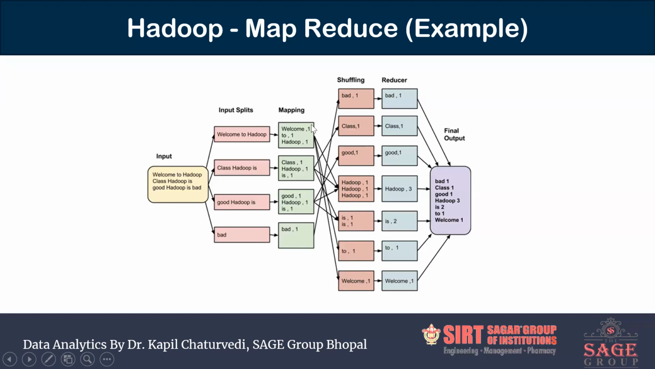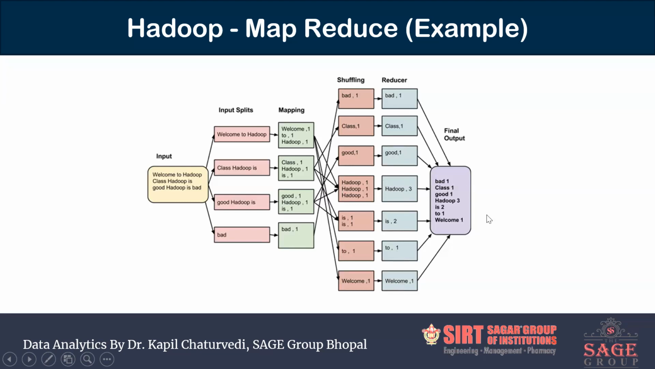Once we shuffle the words, it means we keep the same kind of word in the same block, to perform the reducer operation, in which we count the actual frequency of the word. Here we can see that bad comes one time, class comes one time, good comes one time, Hadoop three times, is two times, to one time, and welcome one time.